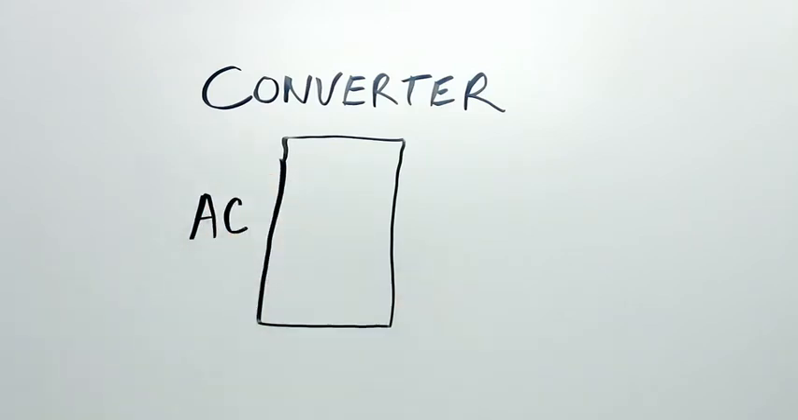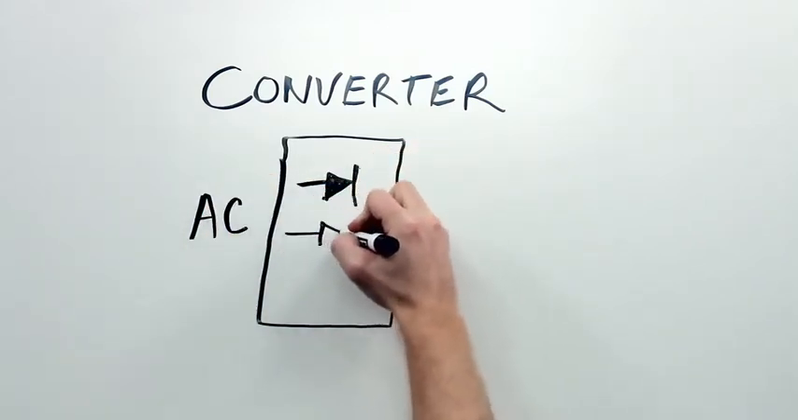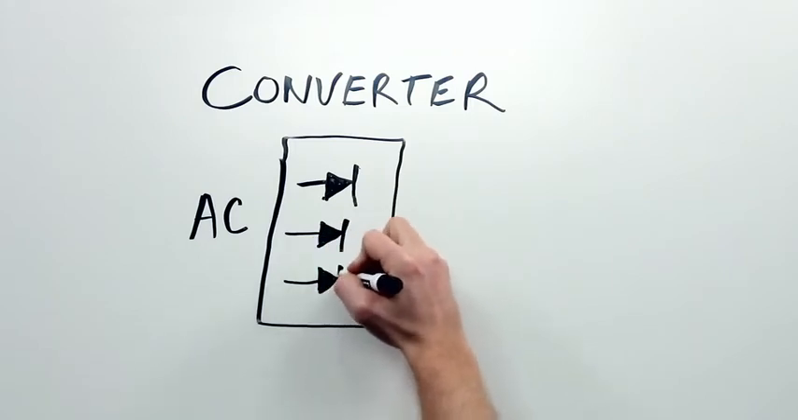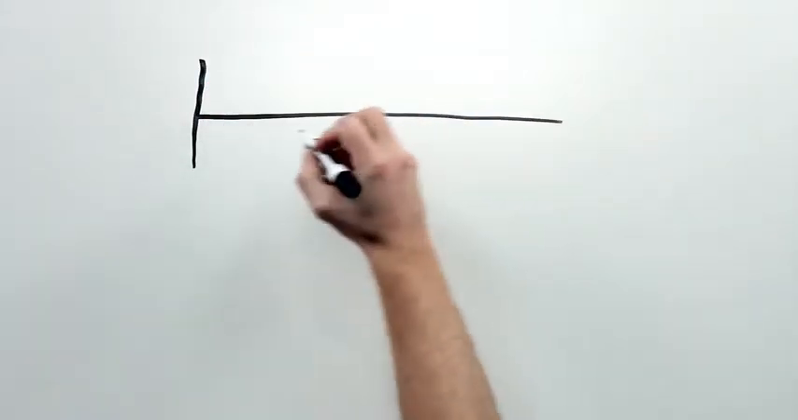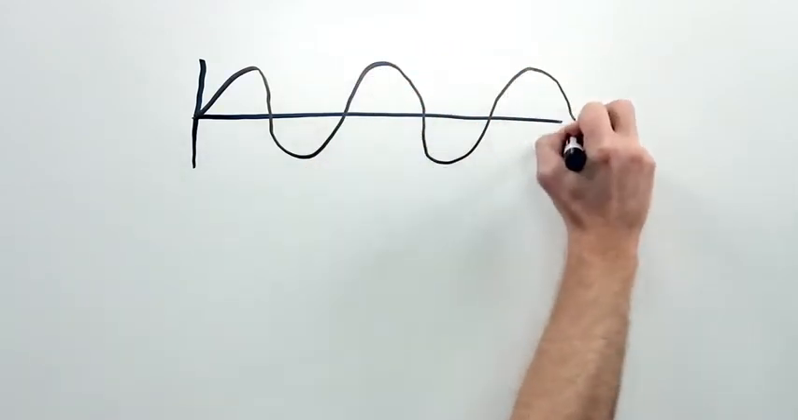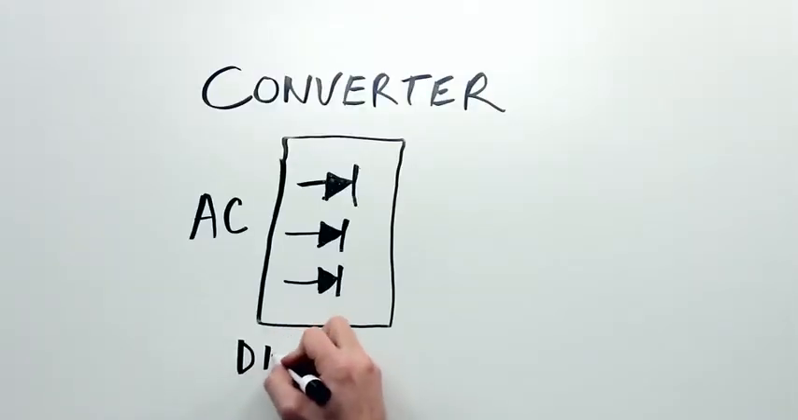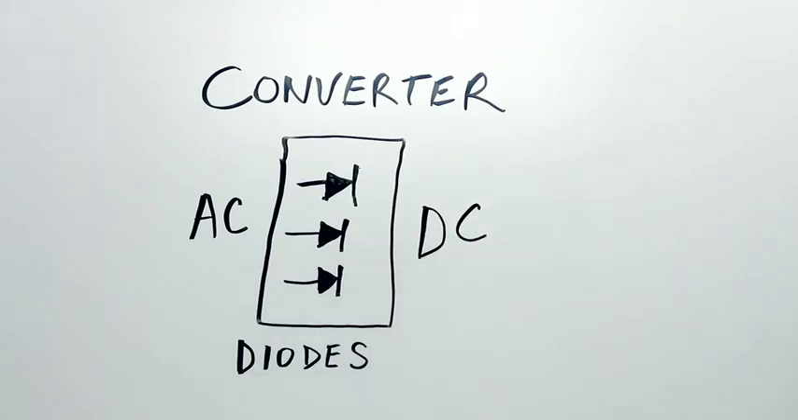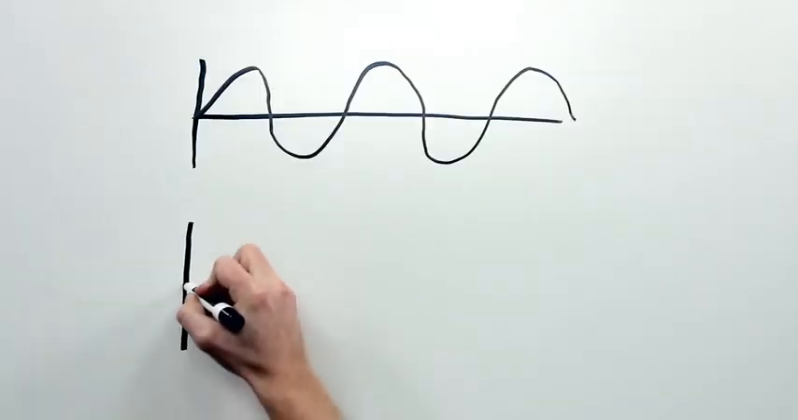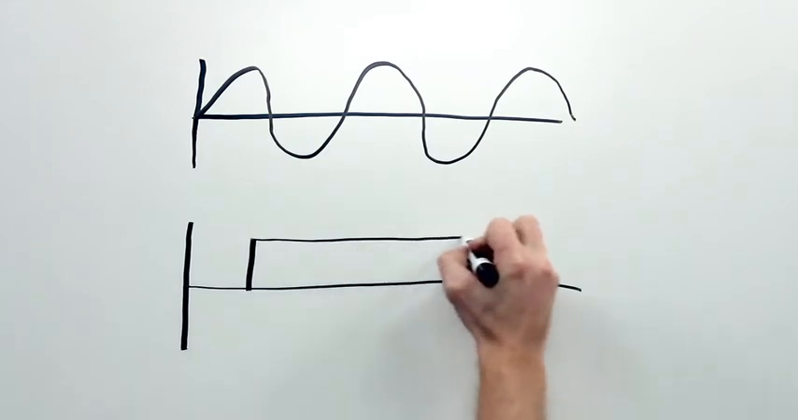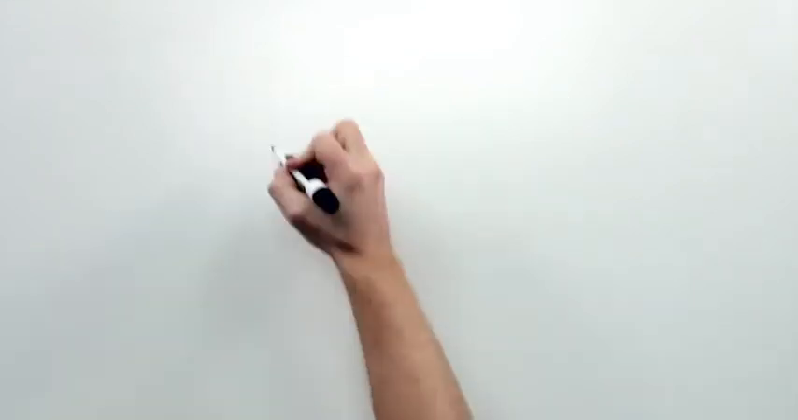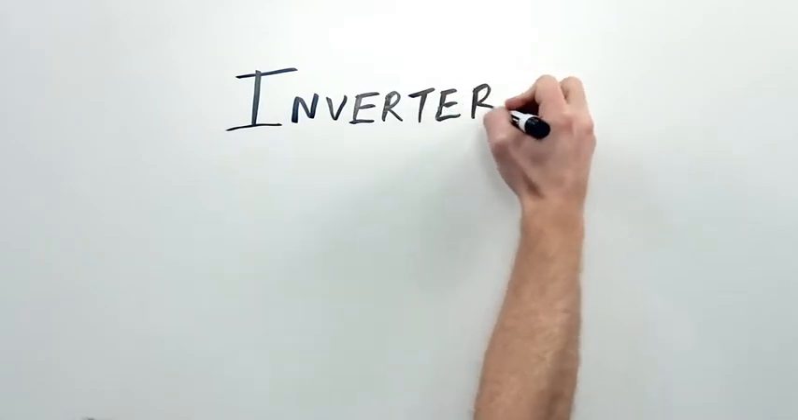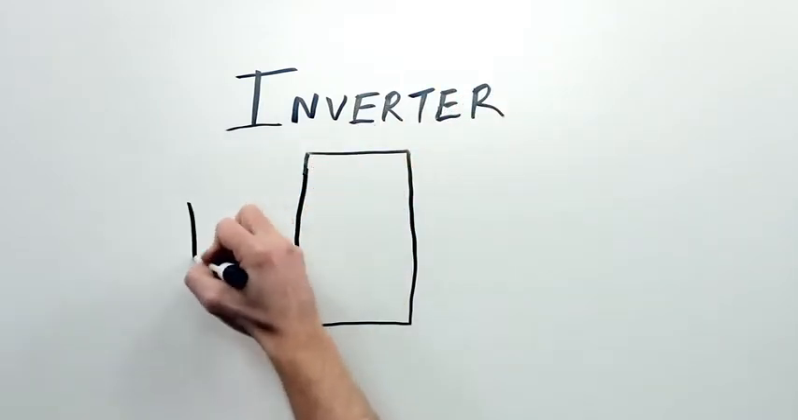In the converter section, we have nice clean AC power coming from the utility on one side, which looks like this. Inside the converter, there are diodes that chop up that AC power and spit it out as DC. We use capacitors inside the drive to smooth out this DC so that the power looks kind of like this. When it's on, it's flat until it turns off. Then the DC power gets onto the DC bus, which carries it over to the inverter section.